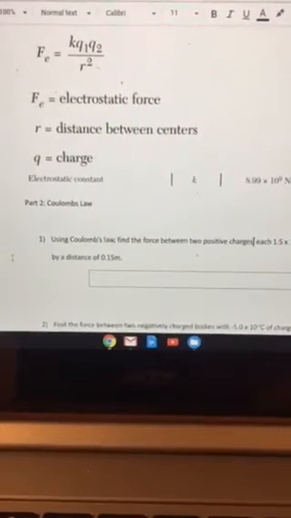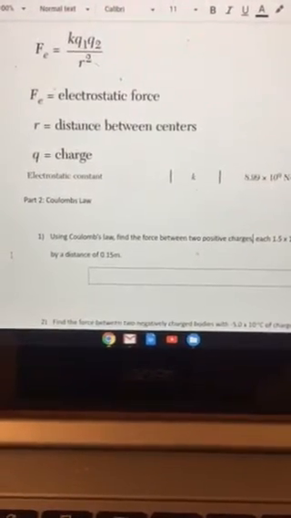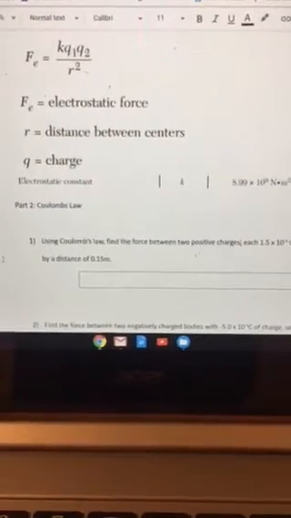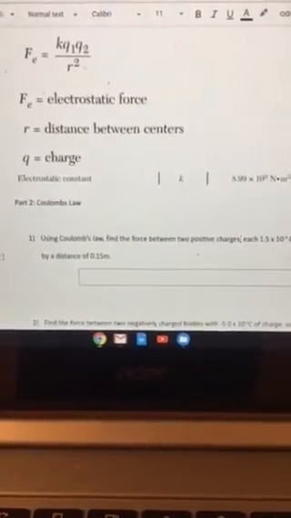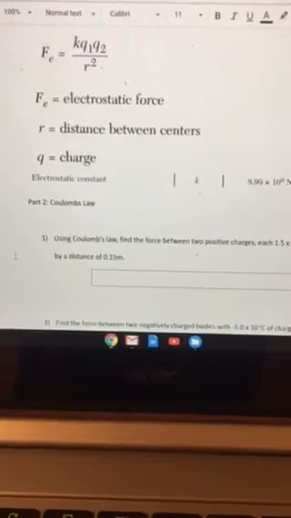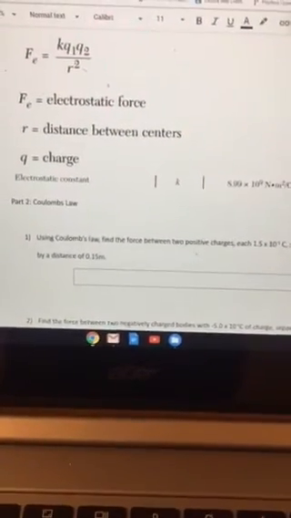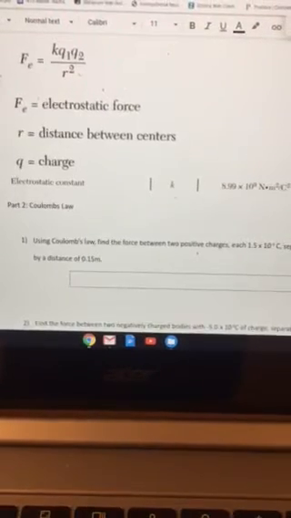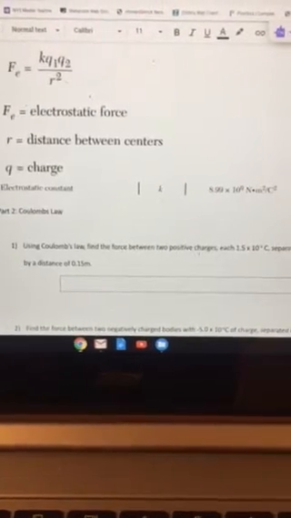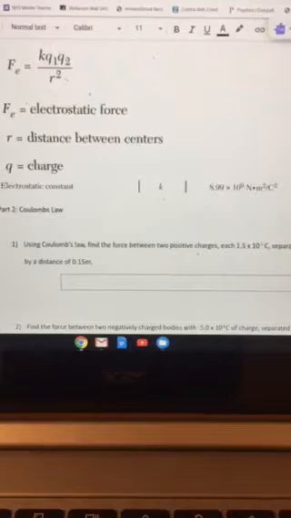Fe stands for the electrical force. That will be in newtons. R is the distance between centers, that is in meters. Charge is the size of the charge in coulombs of each object involved. There has to be two. And then K is the electrostatic constant, and that will be the exact same number we use every single time when we solve for this equation.